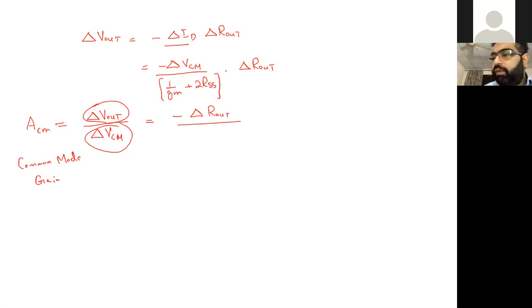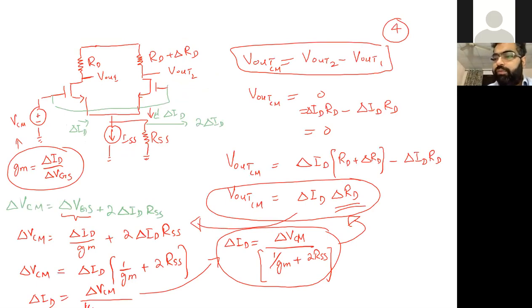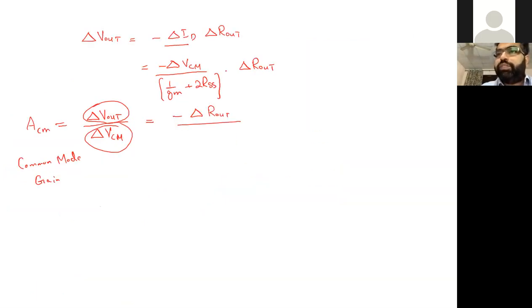Just a minute. Did I use a different terminology here? Yeah, we are using RD. We just started using R out, but it's RD. This is RD in all our analysis previously. Let me replace it back. Sorry for this. So it's delta RD we were using. Again, just the naming convention, nothing more than that. So it's going to be 1 over GM plus 2 RSS.